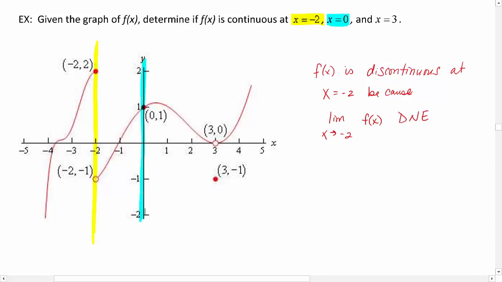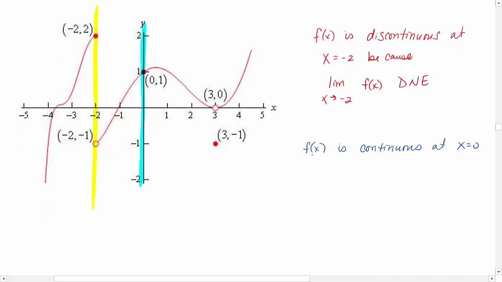Next, we want to check at x equals 0 right here. Clearly continuous. There's no breaks or holes or anything like that, but we want to give a calculus reason. F of x is continuous at x equals 0 because the limit as x approaches 0 of our function f of x is equal to f of 0.